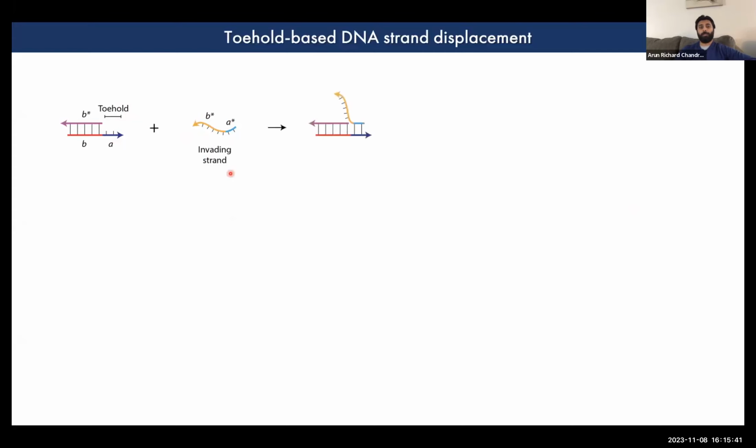A star is complementary to A, this strand now binds to this toehold region, sort of stepping a toe on the ledge. And then since the rest of it is complementary to the lower strand, it continues to bind and eventually kicks out the short strand.